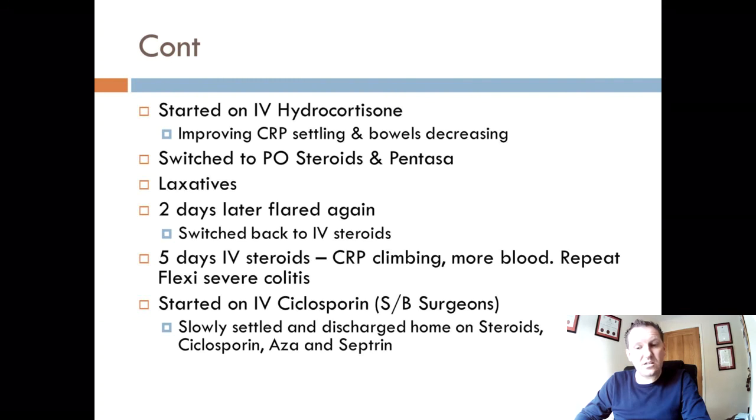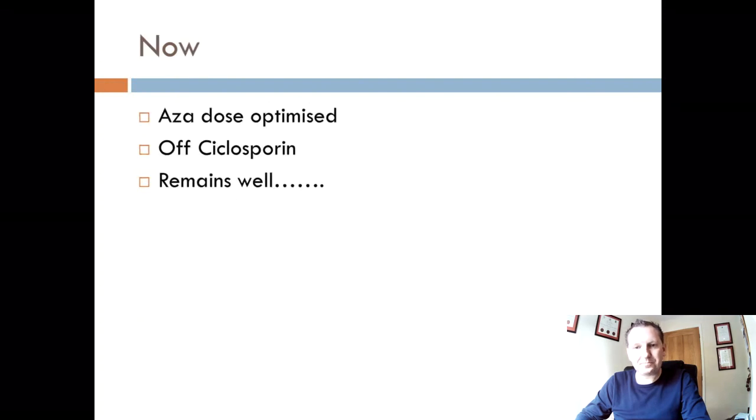Now we decided to start azathioprine because of the severity of this first presentation, and we wanted to keep that inflammation damped down. Septrin is an antibiotic, and that was given because he was on triple immunosuppression with steroids, cyclosporin and azathioprine. So over time his azathioprine dose was optimised. He gradually was weaned off the steroids and off the cyclosporin, and to date he remains well, having had a couple of short-lived flare-ups that have settled down, and some years down the line he's managed to keep hold of his colon and hasn't needed to have any operations.